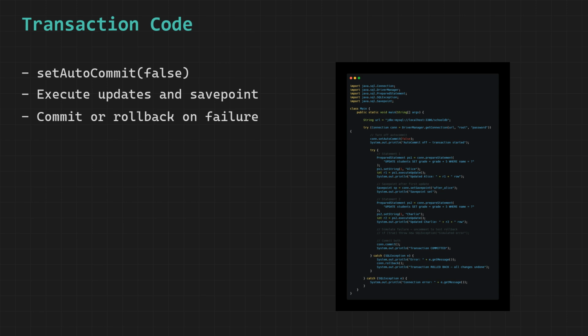If the simulated exception line is uncommented, the catch block runs con.rollback(). Both updates are completely undone. Alice's grade is restored to its pre-transaction value. The database is consistent, as if neither update ever happened. To roll back only to the savepoint instead of the full transaction, you would call con.rollback(sp). Charlie's update is undone but Alice's update is preserved.